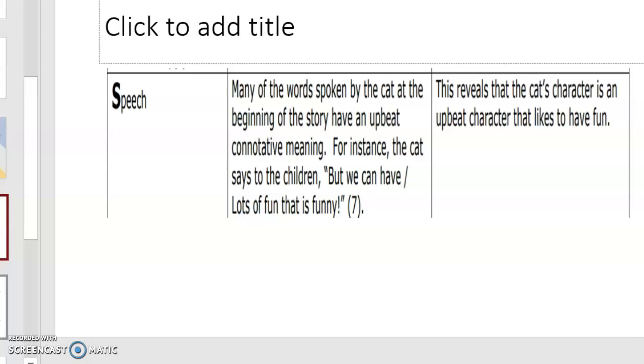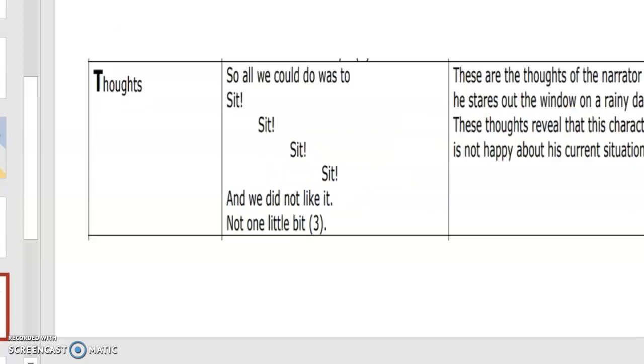For instance, the cat says to the children, "But we can have lots of fun." Notice that there is evidence here to support our answer, and it's also given a page number. So we have our evidence. In the other column, this reveals that the cat's character is an upbeat character that likes to have fun. Okay, so that's his speech. We can know how he is through what he is saying.